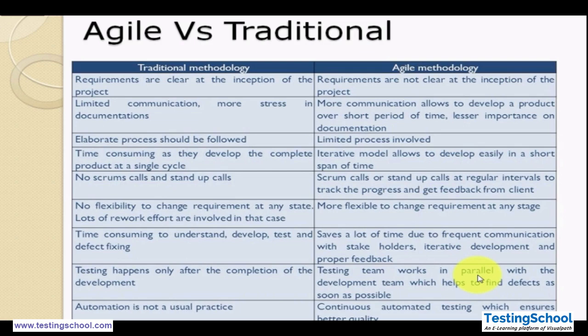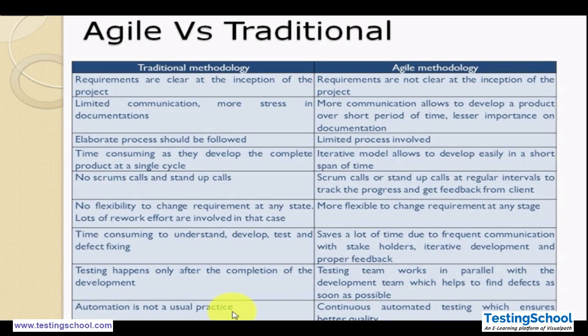Like what they are working on, we simultaneously started working on our test cases, scenario writing, and automation scripts. So we are working on the same requirement which the development team is developing. And at the last, automation is not a useful practice because in the traditional model, you can only automate your project once the complete software development and testing completes.